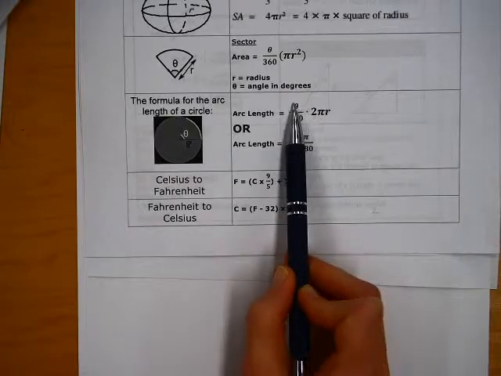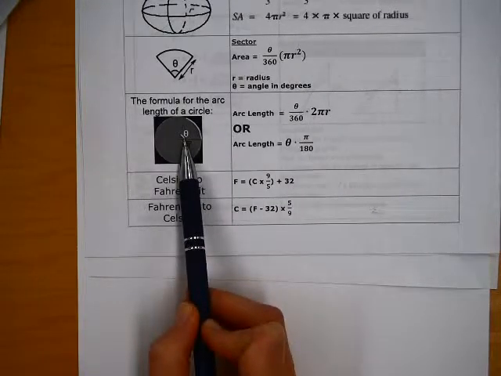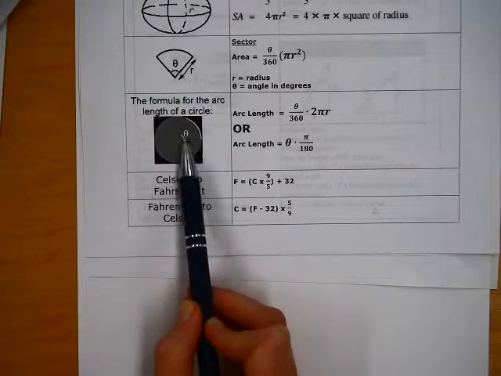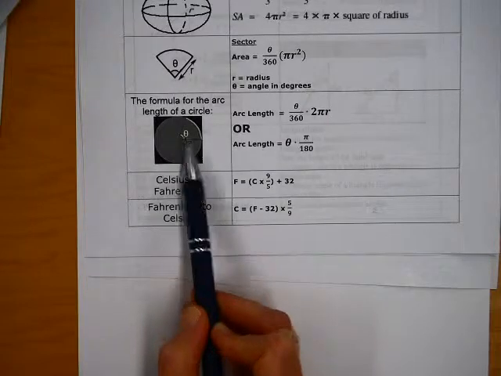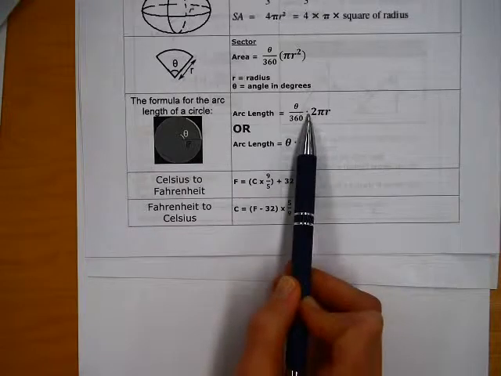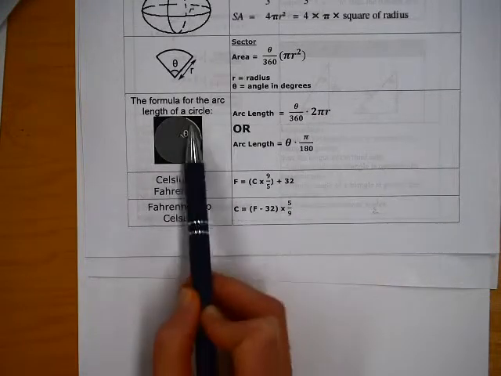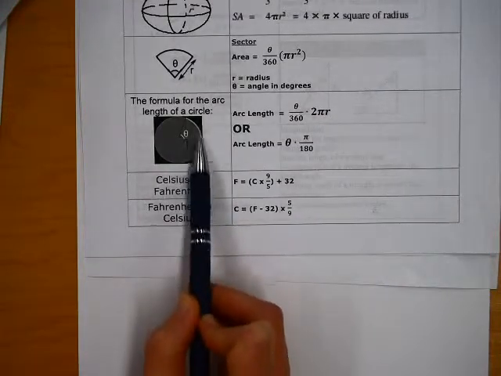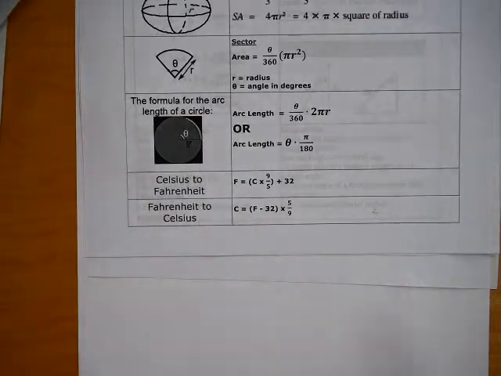Well, what is this theta? This theta is called our central angle measurement. And so if you know that, then you divide that by 360, the total degrees in a circle, times 2 times pi times the radius, and that's going to give us the measurement of just this arc.